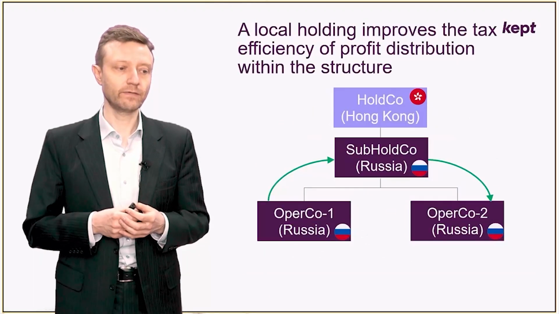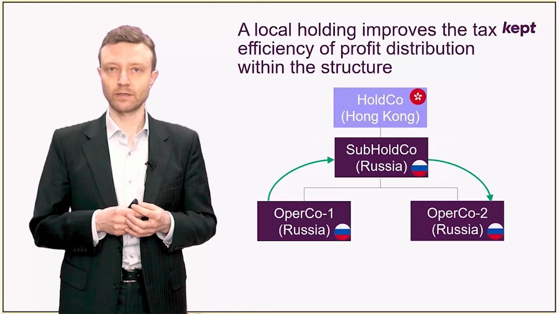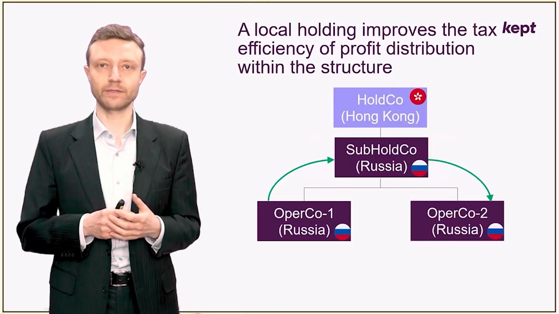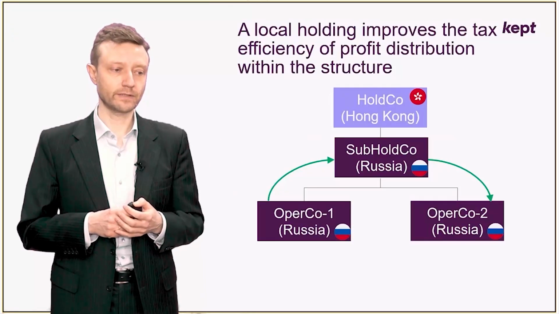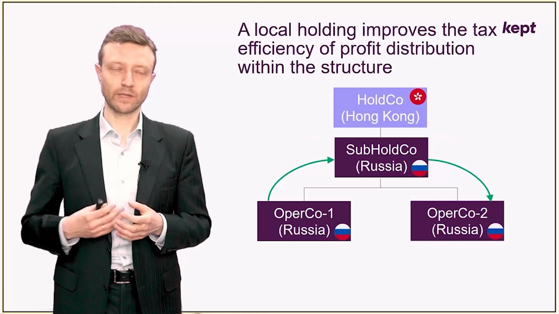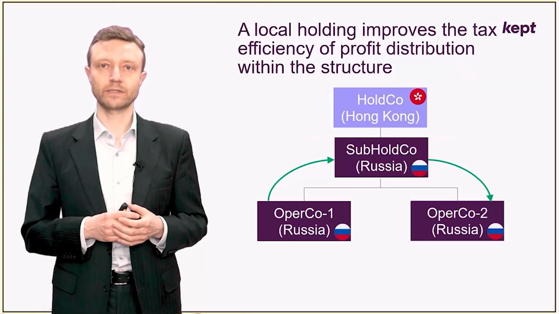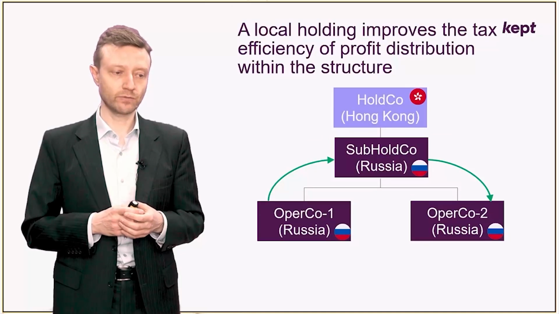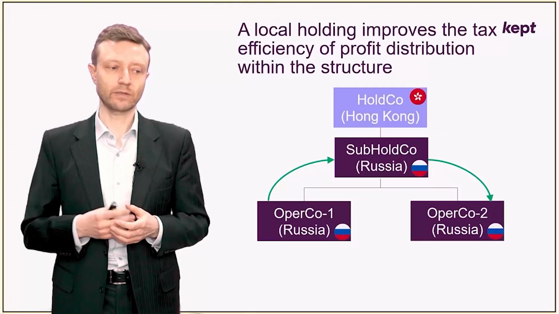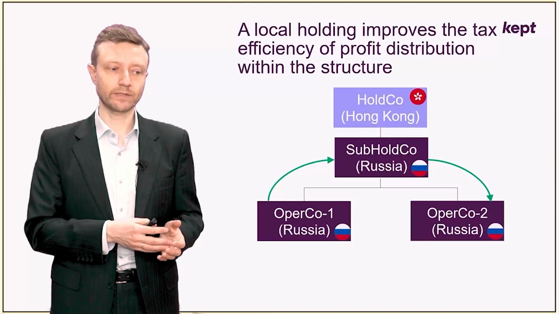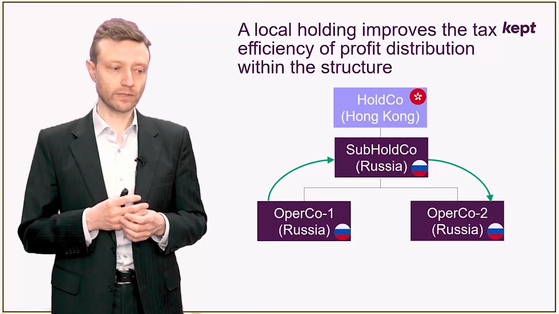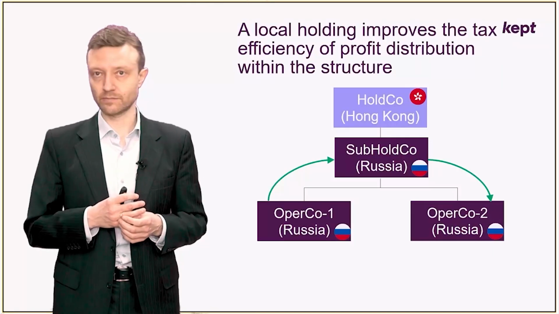This is why, if instead we had another holding company, as in these slides, a sub-holding company which is 100% owned by the holding company in Hong Kong, but this sub-holding company is located in Russia, then it is possible to distribute dividends within one country and from the operating companies in Russia to the Russian sub-holding company free of tax.